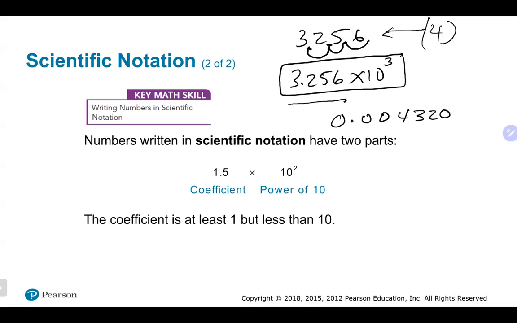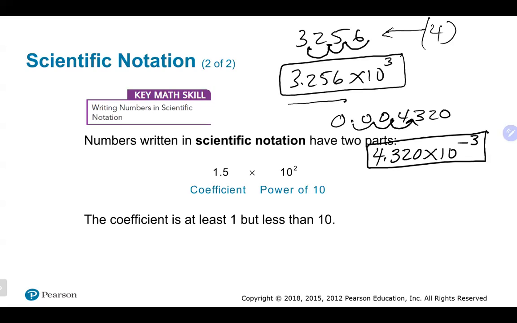If I have a number like 0.004320, I would move it one place, not a number between 1 and 10. One more place is 0.4320, still not a number between 1 and 10. One more place there gives me 4.320 times 10 to the minus 3. Negative exponents are for small numbers. So smaller numbers have negative exponents.